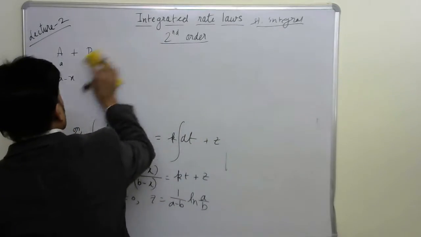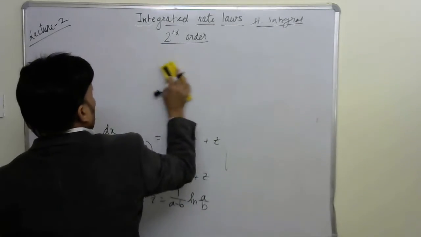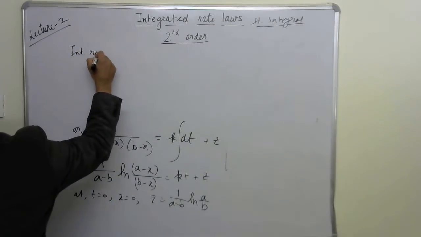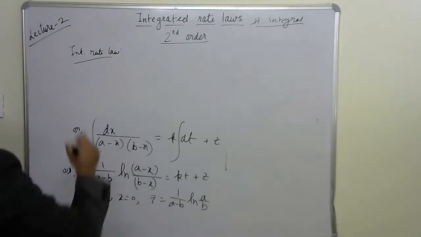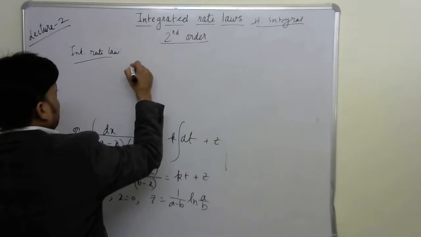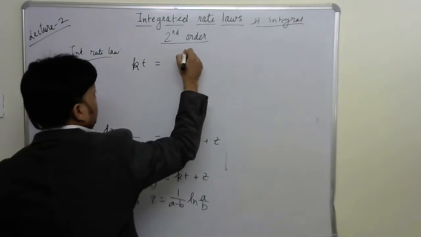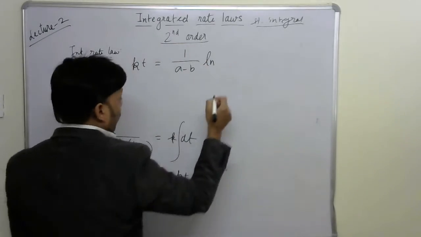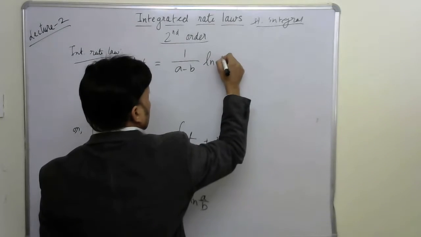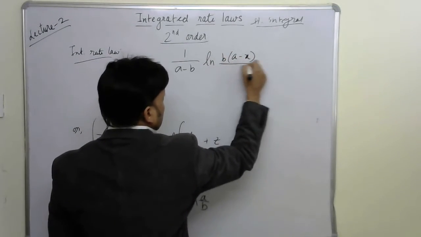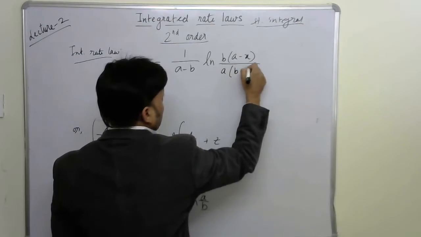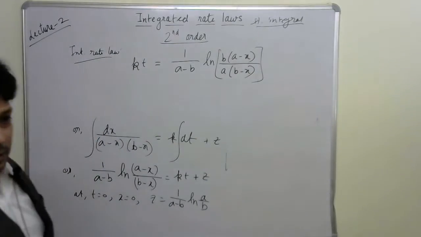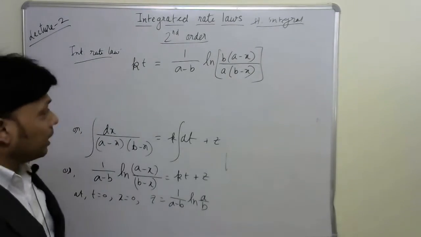So if we put that value of z over here and reorganize the equation, I have to erase this part. So therefore the integrated rate law for second order would become something like this: kt is equal to 1 over a minus b natural log of b multiplied by a minus x divided by a multiplied by b minus x. Okay, so this is the final form that we can write.